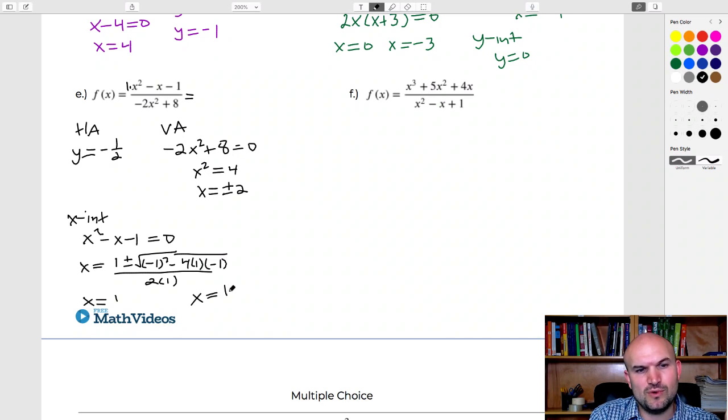So x equals 1 plus or minus the square root of 5 divided by 2. Okay, so we're just going to have some irrational x-intercepts, but that's okay. They don't always have to be integers. The important thing, though, is if your discriminant is negative, then obviously you would have complex x-intercepts, which would not show up on a graph. So therefore, we would say there are no x-intercepts.